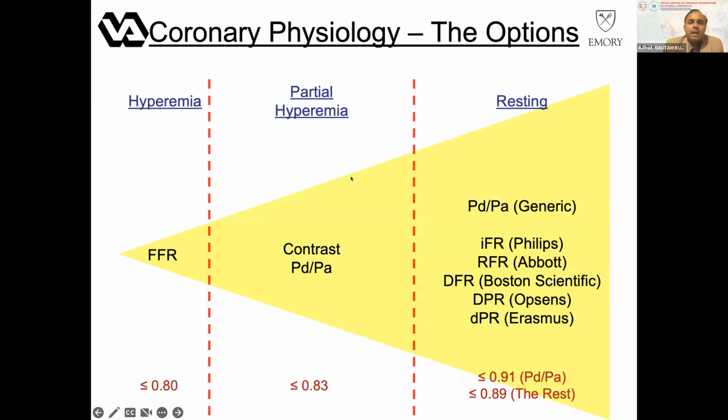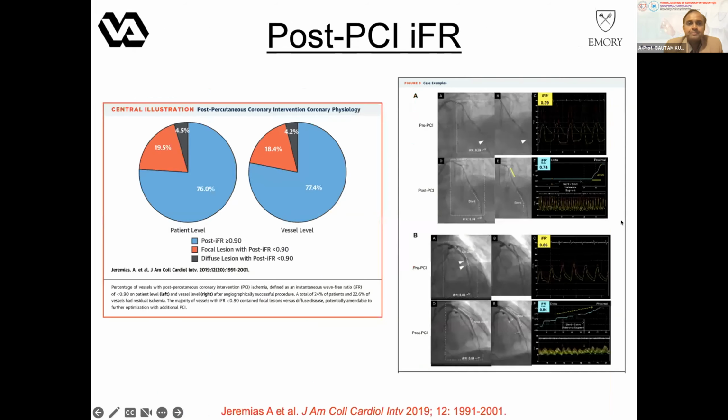Now, in terms of coronary physiology, you have multiple different options available to you. If you want to do hyperemia, you have FFR, which is tried and tested and available. You can do contrast dPd/Pa if you just want to have partial hyperemia. And then you have, take your pick, the different proprietary software from the different organizations: iFR for Philips Volcano, RFR for Abbott, and DFR for Boston Scientific. You have all of these available in the systems, and you can use these with a cutoff of 0.89 as well.